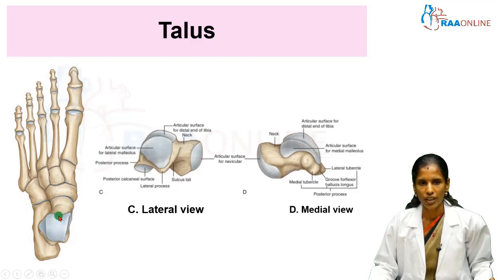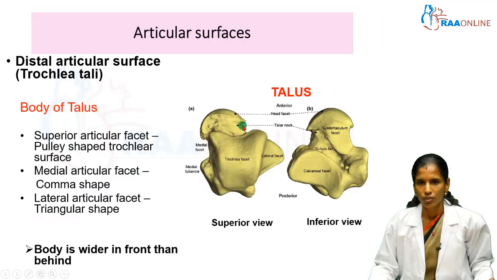On the body we have a superior surface, this is a medial surface and this is a lateral surface. The superior surface is also called the trochlear surface. On the medial aspect, you can see the comma-shaped articular surface. On the lateral aspect, the body of the talus has a large triangular articular facet. Basically the medial surface, superior surface and lateral surface of the body of the talus take part in the ankle joint. All three surfaces together we call the trochlea tali.